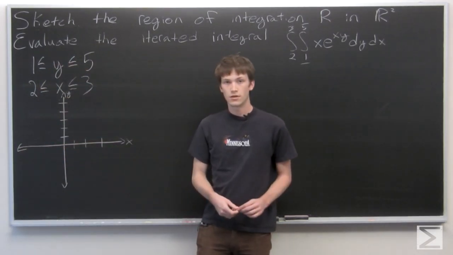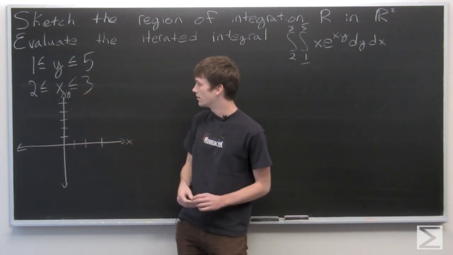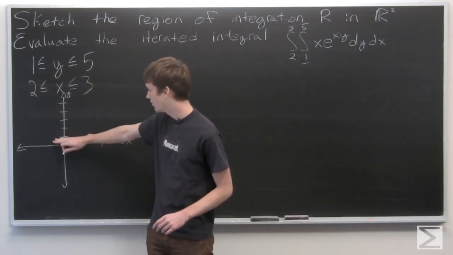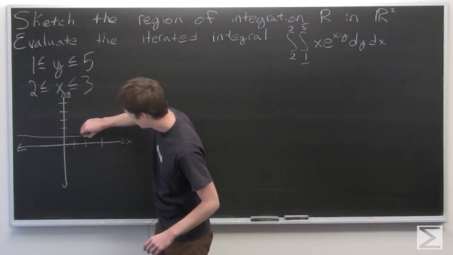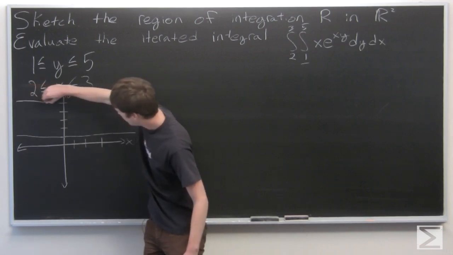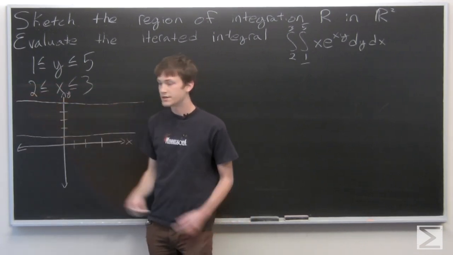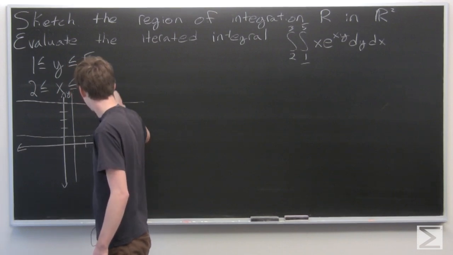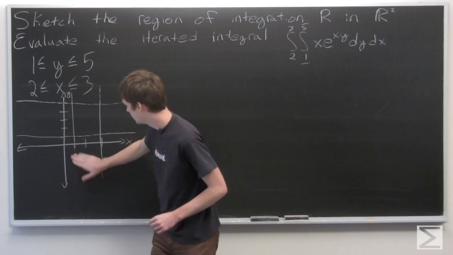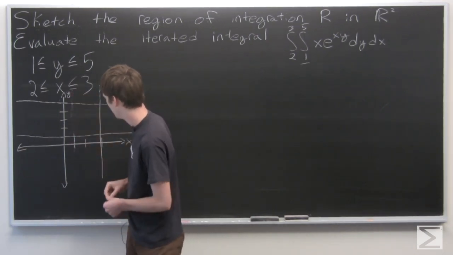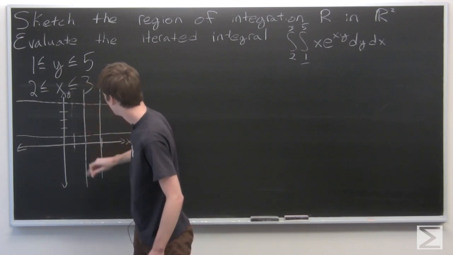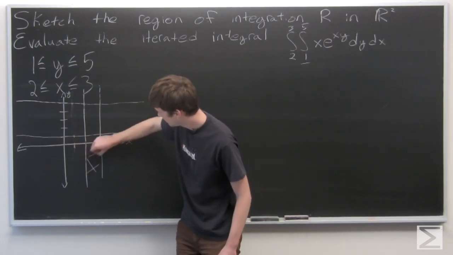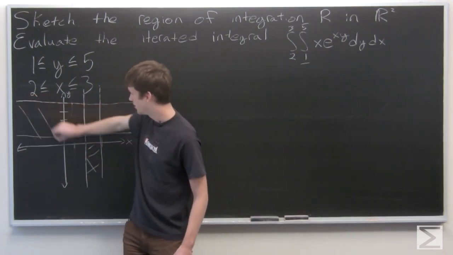So we have our region R2, and we want to show the area of integration, which is when y is between 1 and 5. So here's y equals 1, and y equals 5. And then we also want x to be between 2 and 3. So we have x equals 2, and x equals 3. So x is between here and here, and y's are between these two lines.